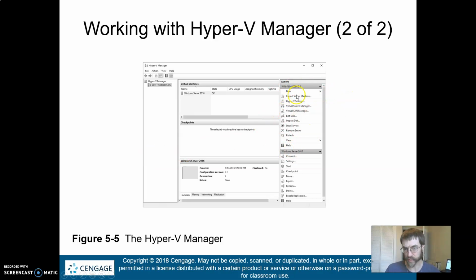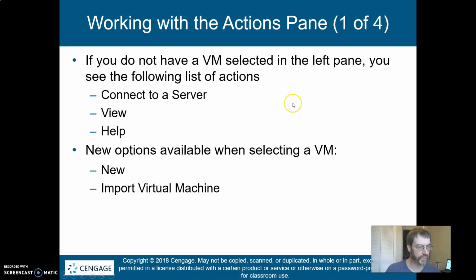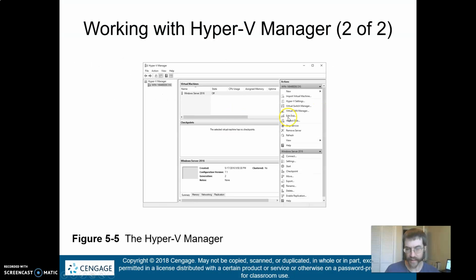And so what you'll see is these actions up here. Create a new VM, import a virtual machine, deal with your Hyper-V settings, your virtual SAN manager, your edit disk, your inspect disk, etc. You may also be able to stop the service or remove a server. Say, for example, you have a list of servers over here, and you're done using one. You can take it off your list, out of your server library.